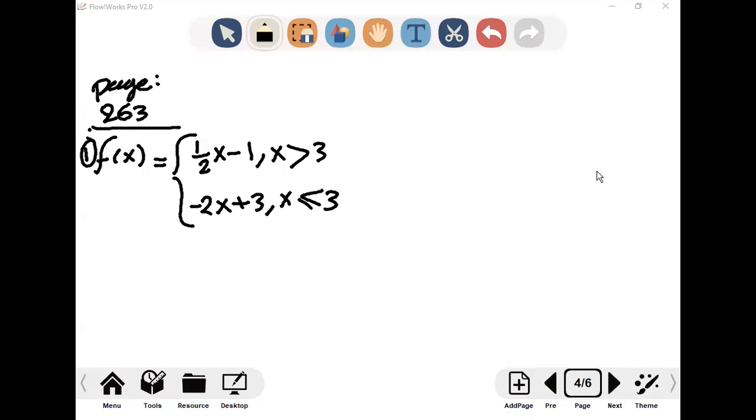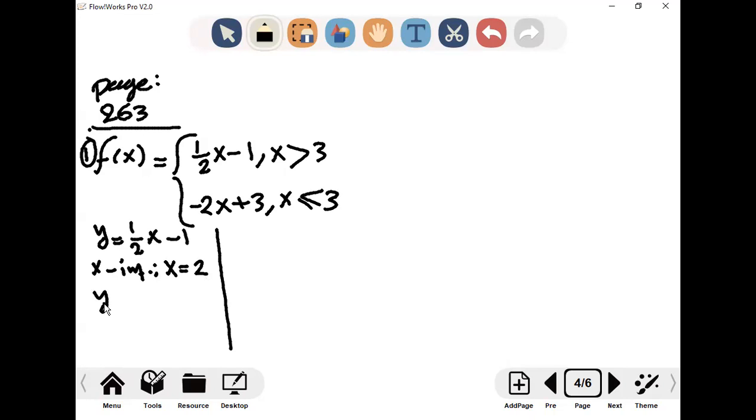Now, first step, we find the intercept, right? So here y equals half x minus 1. The x-intercept: put y equals 0, negative 1, it will be 1. 1 divided by half, it will be 2, right? Check. And the y-intercept: when x equals 0, y will be negative 1, right?